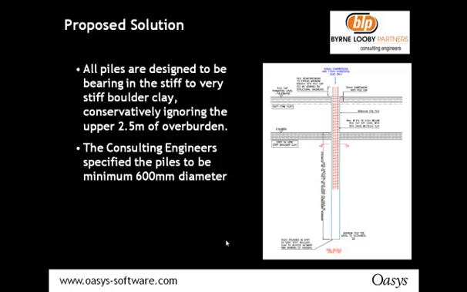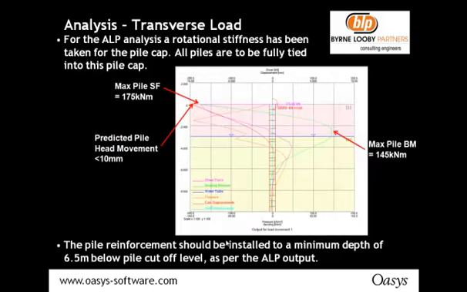So for the proposed solution, all the piles are designed to be bearing in the stiff to very stiff boulder clay, and this was conservatively ignoring the upper 2.5 meters of overburden. And the consulting engineers specified to Bernd Luby that the piles should be a minimum of 600 mil in diameter. So now we'll go into the analysis and see how Bernd Luby dealt with the transverse load first.